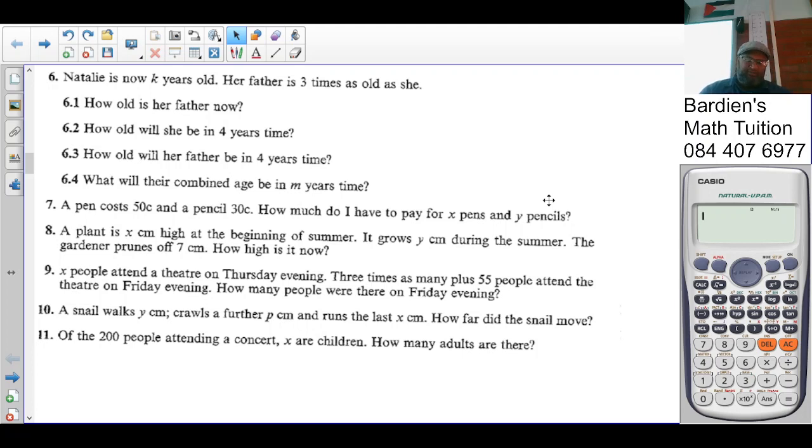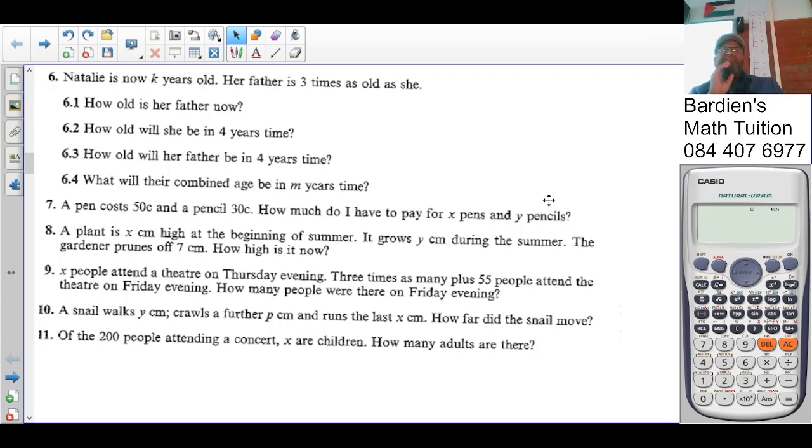Natalie is now 2 years old. Her father is 3 times as old as she. So if Natalie is 20, how old is the father? 60. It's 3 times that. If Natalie is 12, the father is? 36. If Natalie is 5? 15. If Natalie is 1? Okay, but of course that's not going to make sense, no? So we are told Natalie is now 2 years old. Her father is 3 times as old as she.